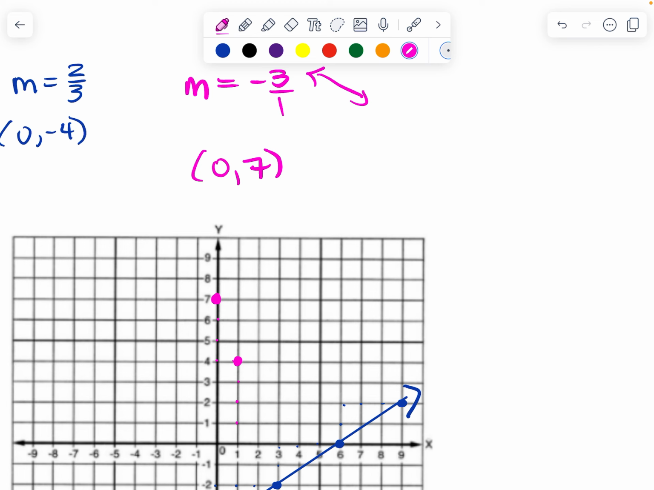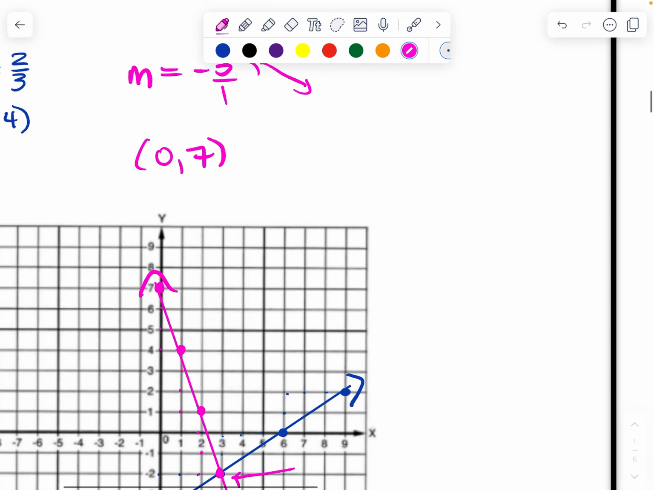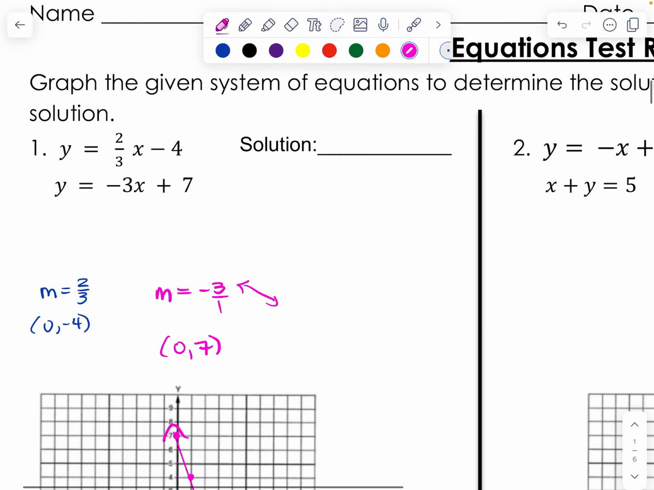Down 3, over 1, repeating the pattern. Look at that. And there we have it. The solution is where they run into each other at this point right here. So that's the point 3, -2.